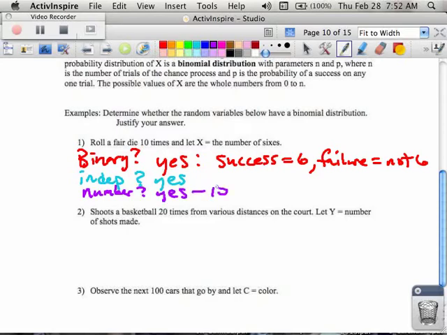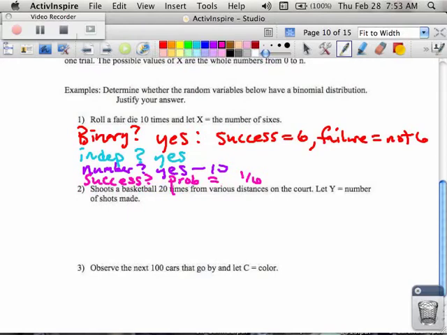And then the last thing is, when you talk about your successes, the probability is always going to be equal to 1 out of 6. So that doesn't change on each trial. So all 4 of those conditions have been met.